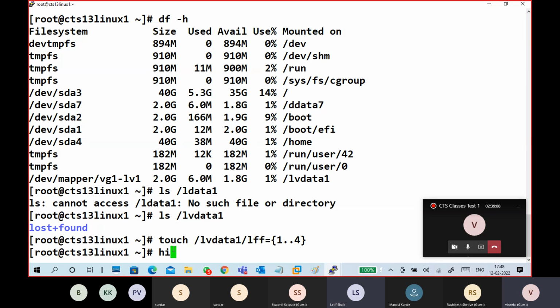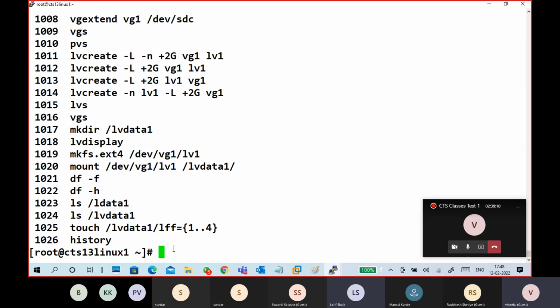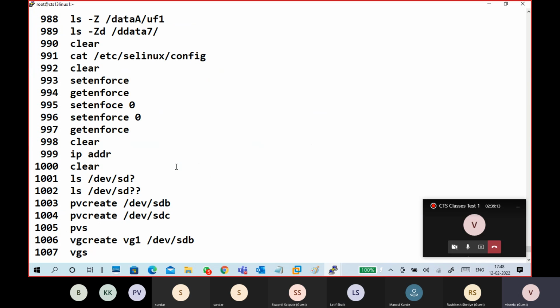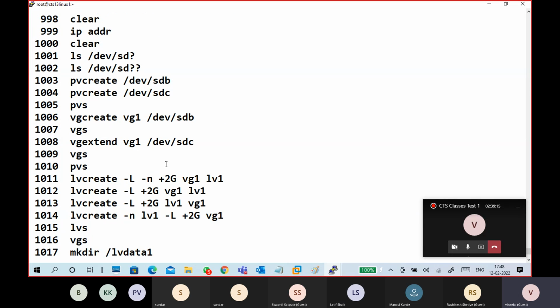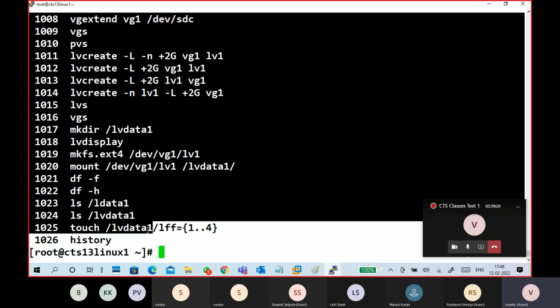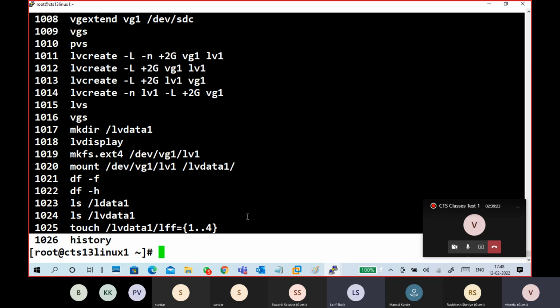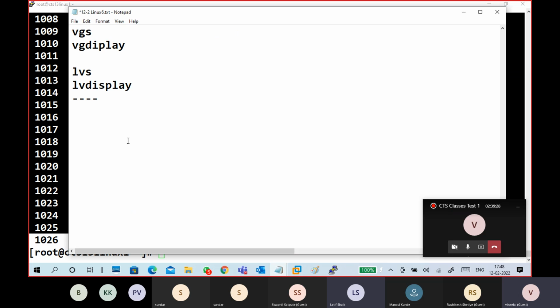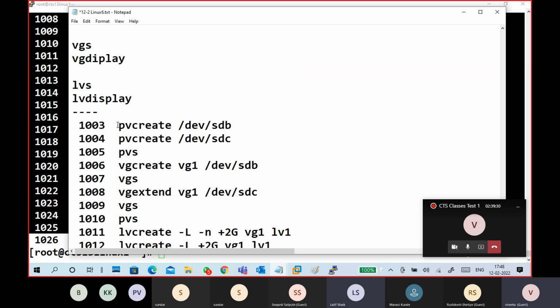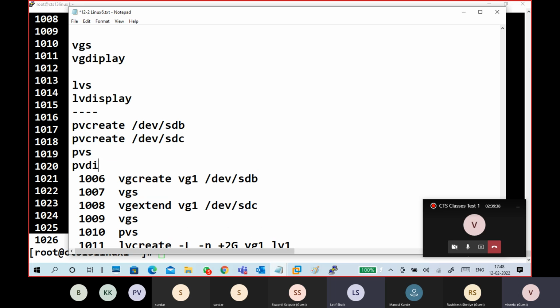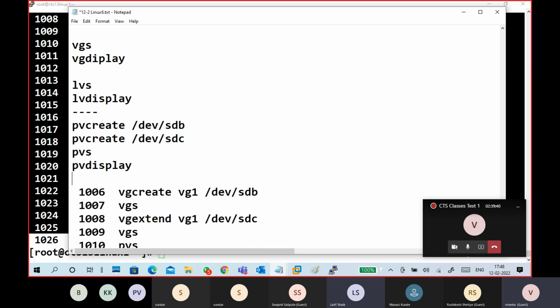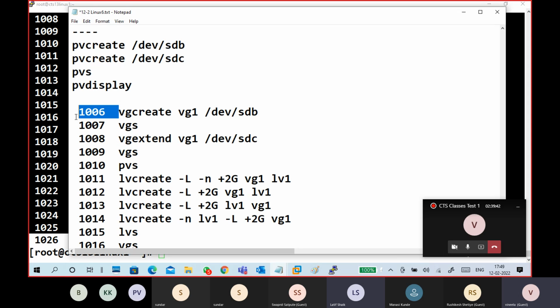Okay, so I'm going to use history to copy the commands only from pvcreate. If you want to increase the volume, you can extend it next also. So first, I created physical volumes for sdb and sdc, and also display. Compulsory, guys, pvdisplay is also an important command. I didn't do that.